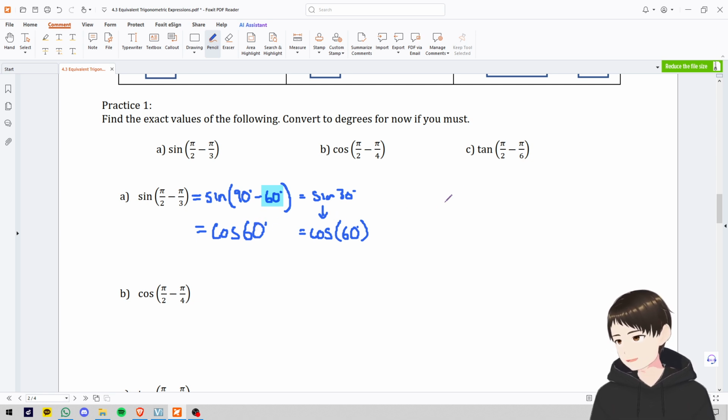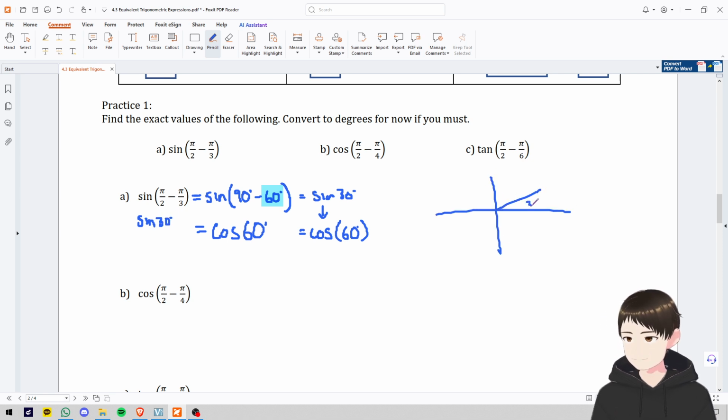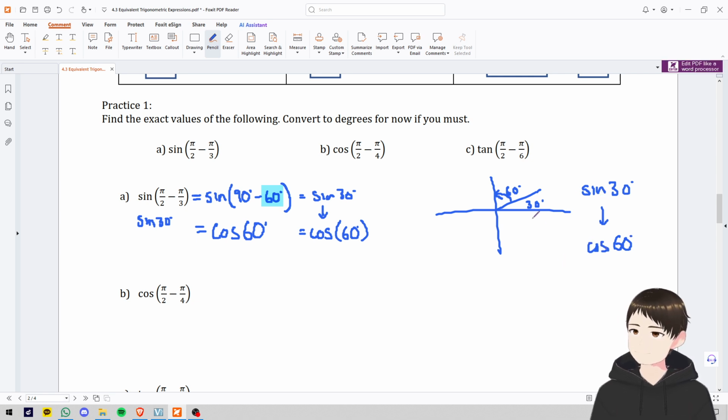I actually don't do this. What I do is, okay, what is this angle? That is sine 30. Sine 30 is right here. The correlated angle that is made with the y-axis is 60. Great. So if it's sine 30, the correlated angle is 60, and the co-ratio of sine would be cos. Done. That's how I do it. Okay, and because it's quadrant 1, I don't have to worry about any signs.